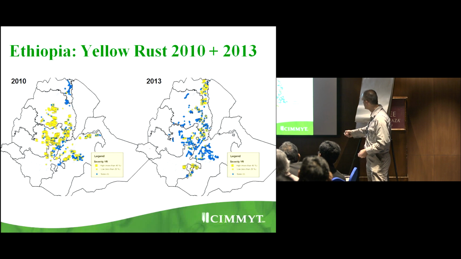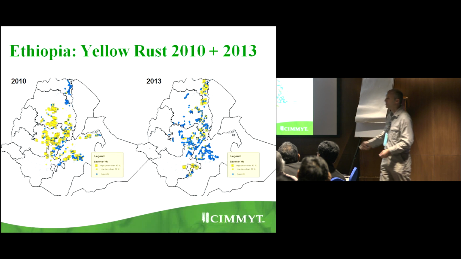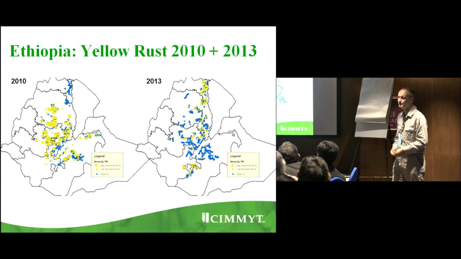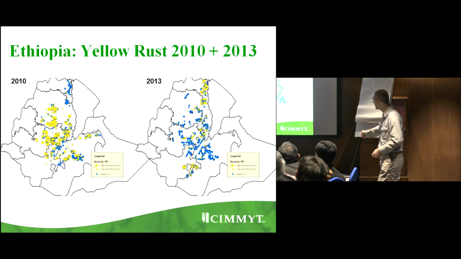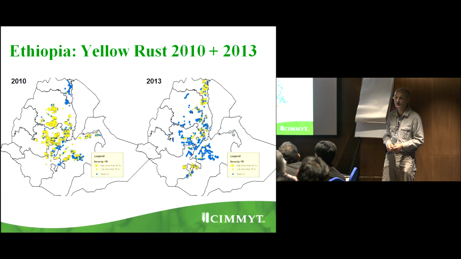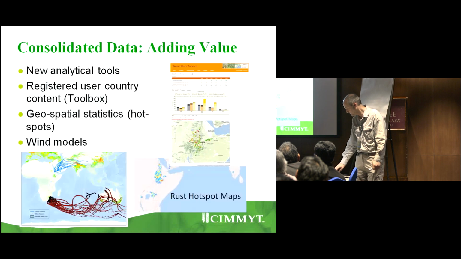2013, you can see pretty much the same survey coverage, but this year we had got stripe rust under control, largely due to the promotion of resistant cultivars. Yeah, we still had pockets, but basically the core wheat areas, we'd managed to get it under control. But you can clearly pick up the differences from the survey data.